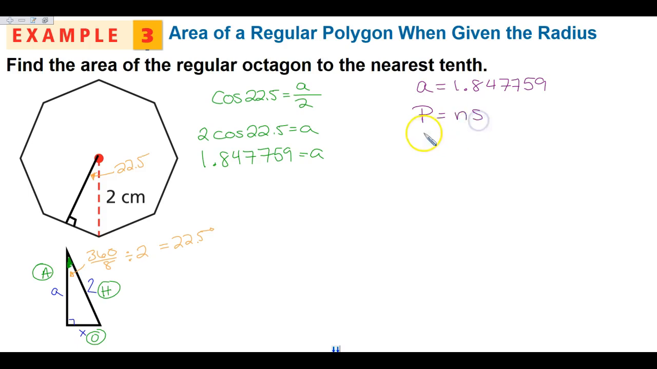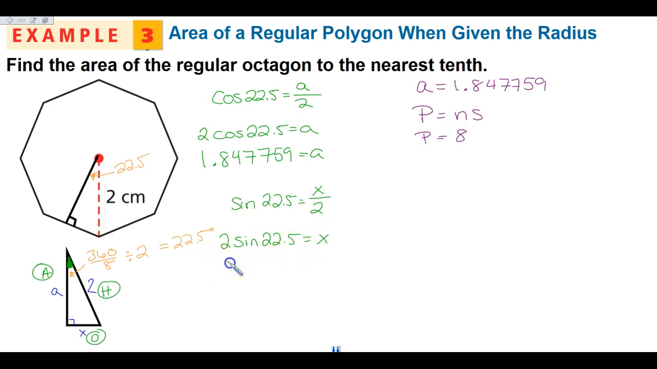Then we'll look at our perimeter. Perimeter again is number of sides times side length. And I know that I have 8 sides right now, but I don't know what my side length is yet, so I'm going to pause on that. The next thing I'm going to do is find this x, which is half the side length. So when I'm looking at this 22.5 degree angle, it's the opposite and the hypotenuse, which is sine. So the sine of 22.5 is equal to my opposite side, which is x, over my hypotenuse, which is, again, 2. And again, I'm going to multiply 2 times the sine of 22.5 to get my half a side length.